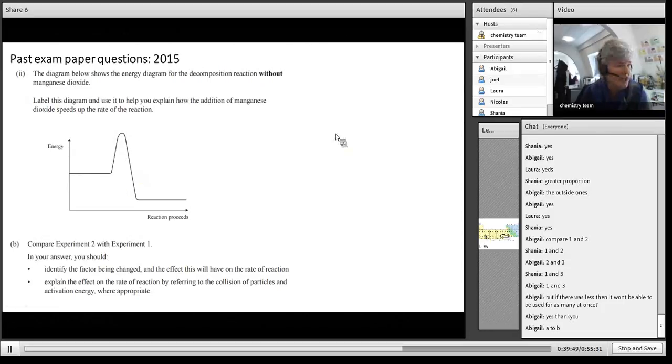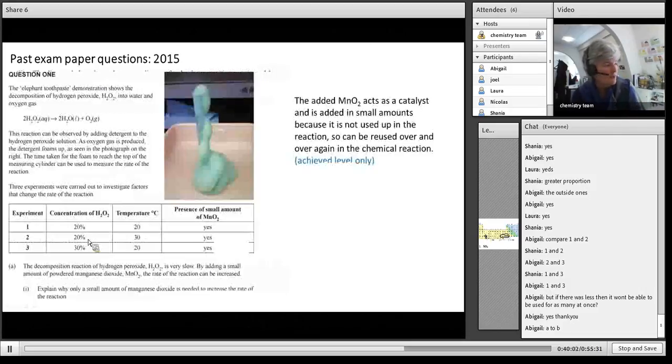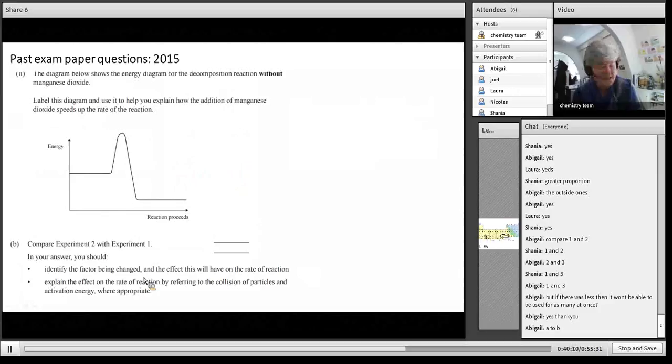Sorry, I should have actually had the answer over here so you could see. You can look it up in the NZQA thing. So here I've now got, and for B, compare experiment 2 with experiment 1. So remember experiment 2 with experiment 1, we are looking at the change in temperature. Okay, identify the factor being changed. Okay, so that's temperature, and that'll be an achieved level, and the effect it will have, and explain the effect on the rate of reaction. Okay, by referring to collision of particles, activation energy, and so on.